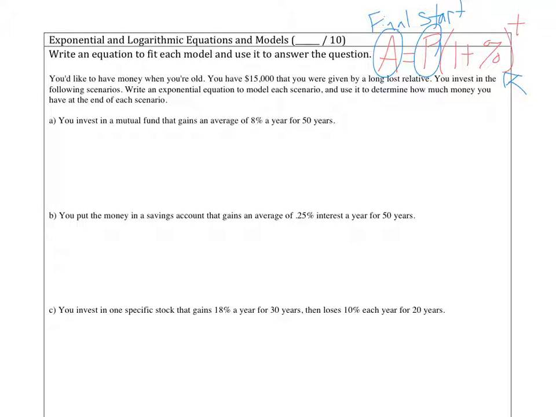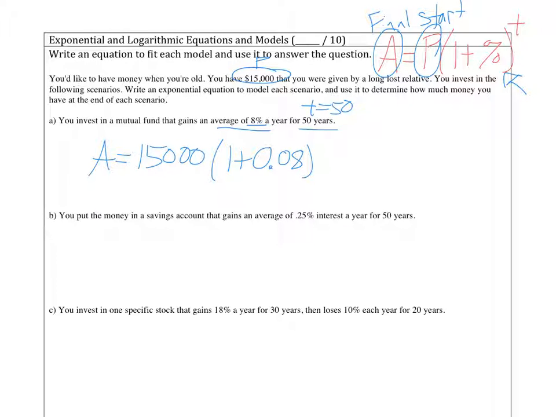So you invest in a mutual fund that gains an average of 8% for 50 years. Okay, so that's t equals 50. My percent is going to be 8%, and that's my starting amount. So final amount is equal to 15,000 multiplied by 1 plus 0.08, which is 8%. And the number of years is going to be 50.